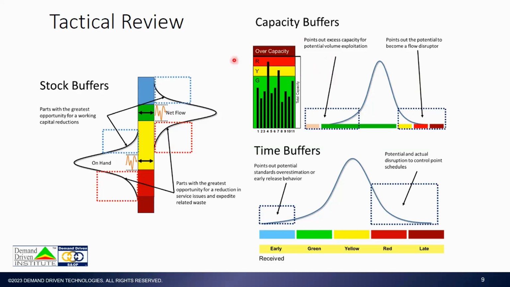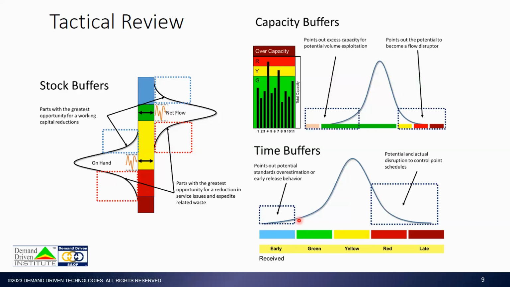Time buffers are there within the routing to help protect the schedules of the various resources. If we use those kinds of time buffers judiciously, we can help make sure that our constraints are fully utilized. Time lost on the constraint is time lost to the entire system, so it's quite expensive when those resources go idle.